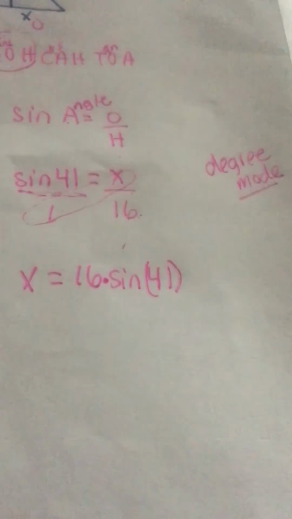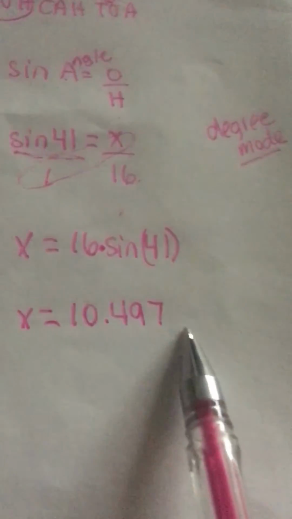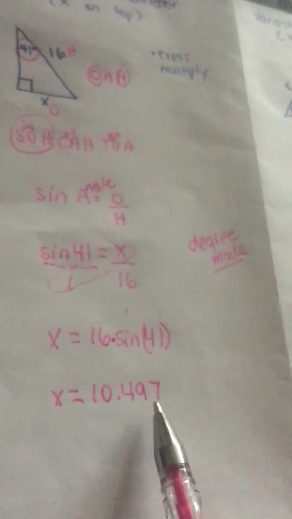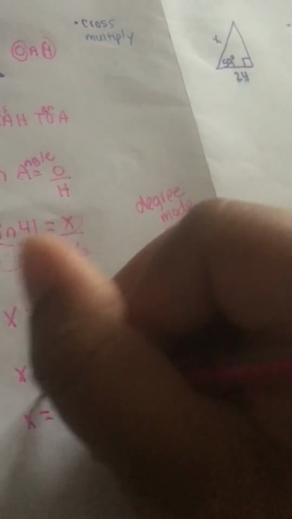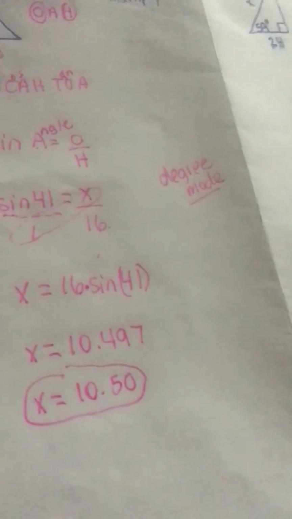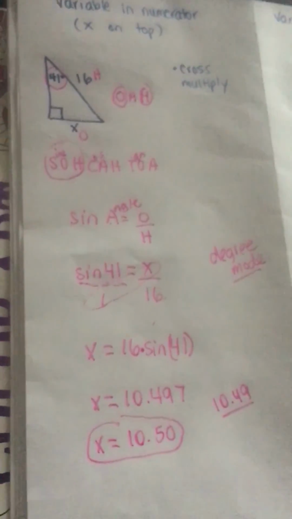Okay, so you'll do 16 times the sine of 41. And when you're done, your answer is 10.497. Now you know that I'm a stickler for rounding, but if you don't round, you have two answers. So you can either have 10.50, which is the actual answer. If you do 10.49, I'll accept it. I won't be happy about it, but I'll accept it.